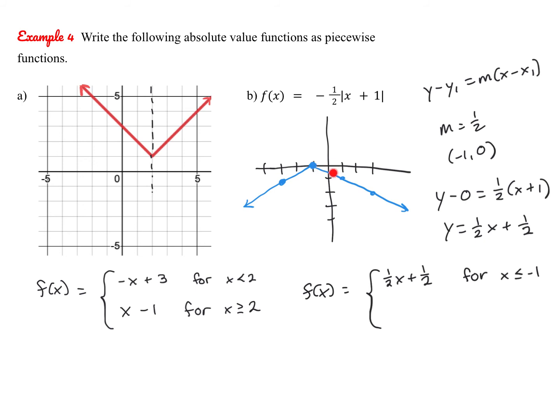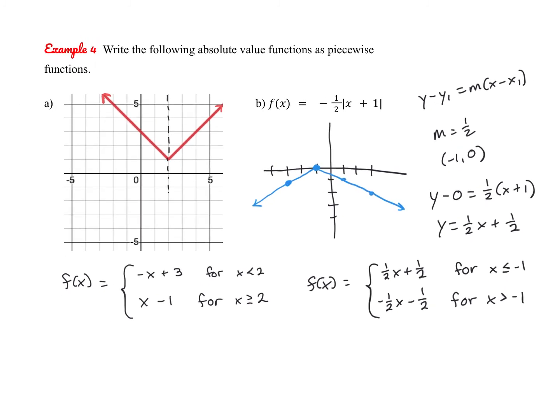Okay, now let's make the equation for the part going to the right. We can use the point-slope form again, or we should just be able to see that my y-intercept is at (0, -1/2). So we have a slope of -1/2, so -1/2 x minus 1/2, and that's for the interval x is greater than -1. Again, if you would like to include -1 in the second interval, you can. You just cannot include it in both. So there we have it. We have our piecewise function written for both of these absolute value functions.